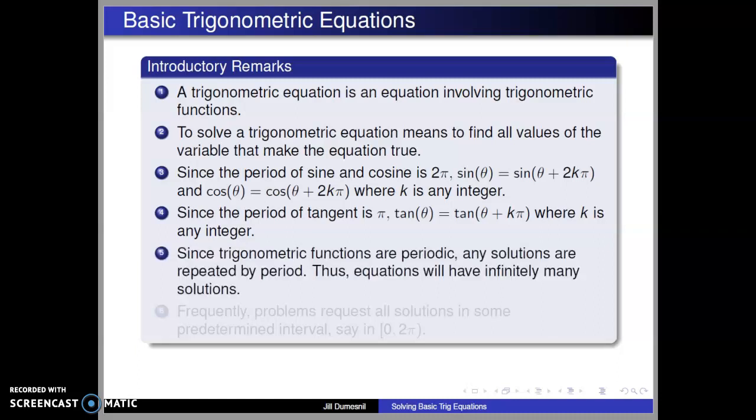In fact, all of the trigonometric functions are periodic, so any solutions to a trig equation will be repeated in each period. Thus, the equations will have infinitely many solutions. Often, we will be asked for all solutions in a particular interval, usually the closed interval from 0 to 2 pi. Typically, we will find all solutions first and then list the ones in the given interval. We will illustrate this in our examples.